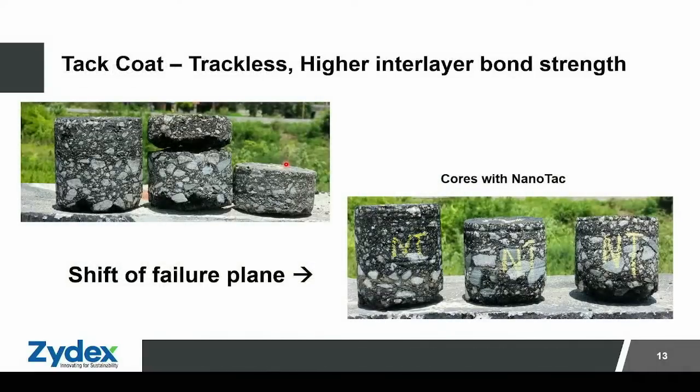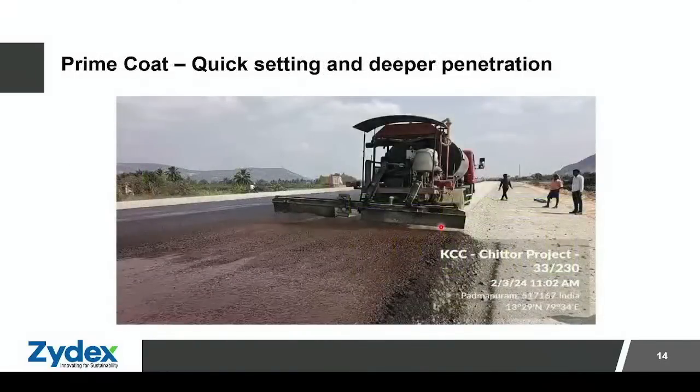Next we have the tack coats. We have the trackless tack coat with higher interlayer bond strength, where we try to shift the failure plane from the interface to some other failure plane. So that gives us a very high interlayer bond strength if we use a nano tack for the tackless coats. Next, we have the prime coat, which is quick setting with deeper penetration. And this was the video showing how uniform coverage we get, and it is deeply penetrative.